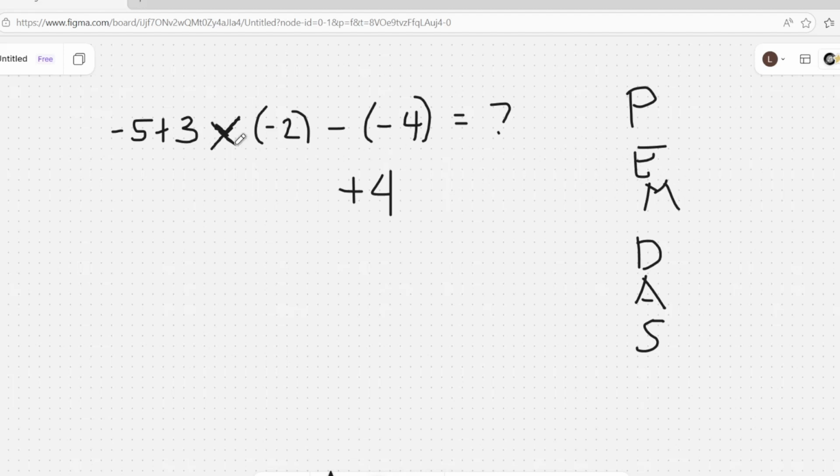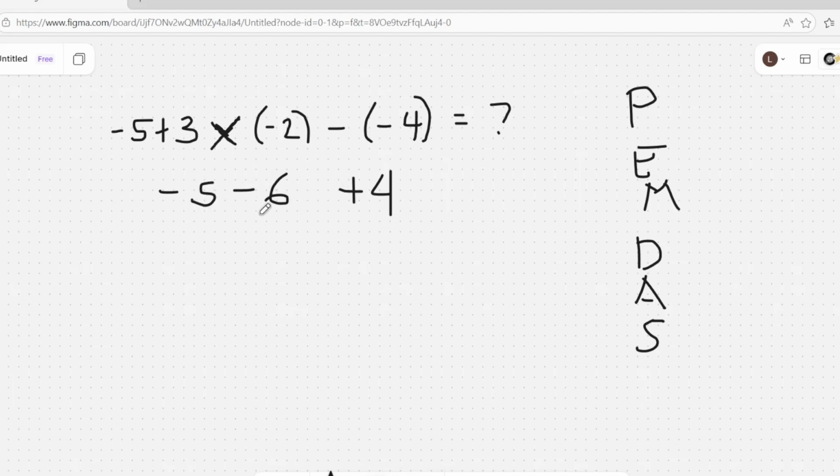Multiplication. So we have multiplication here, positive 3 times negative 2. So recalling positive times negative is negative. So negative 6. So we retain this one, minus 5.